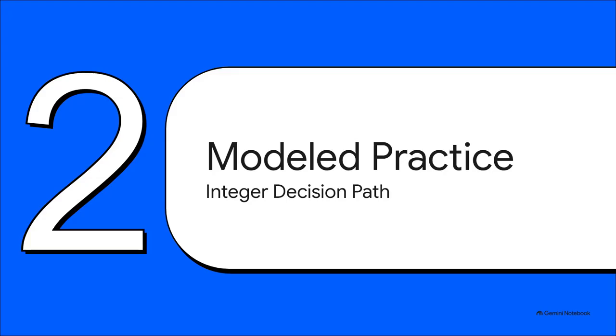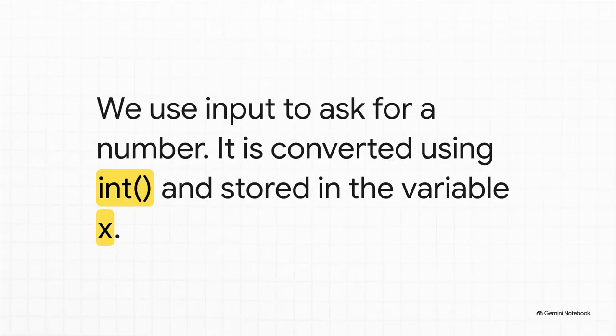Moving right along to Section 2, Modeled Practice, we're going to trace the integer decision path. Okay, let's dive into a source-backed worked example. First up, we use the input function to literally just ask the user to enter an integer. Whatever they type gets converted using int and then safely stored right into the variable x. So, our detective now has its raw data to work with.